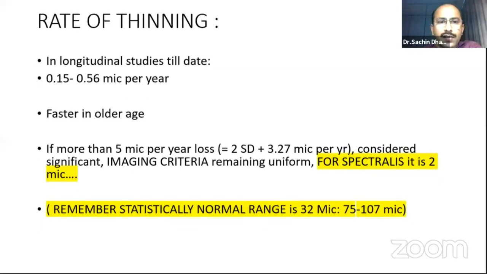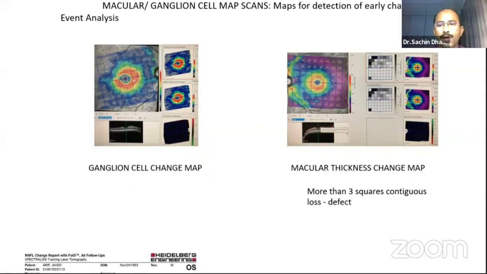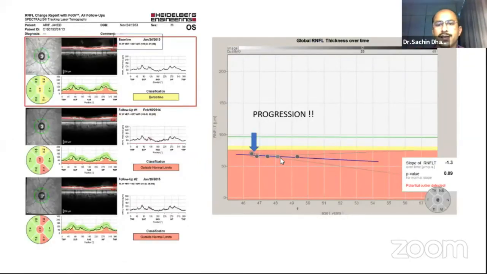horizontal and axial resolution. Now, macular ganglion cell maps, for detection of early changes, you can get event analysis maps like this. With changing time, you can get two time frames and the difference map below. So this can be similar to what you call an event analysis on the CIRRUS. You can get a timeline of progression by plotting the different parameters like the average ganglion cell layer thickness over time. Whenever there is a potential outlier, it is definitely pointed out, and you can go back to the image and see the quality scores.